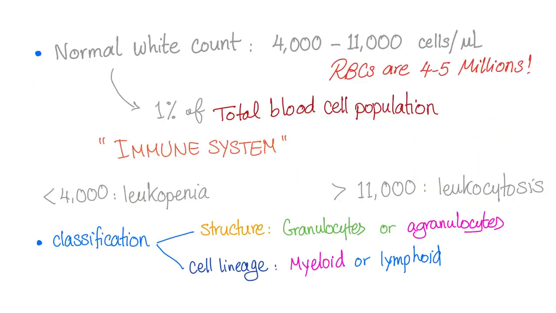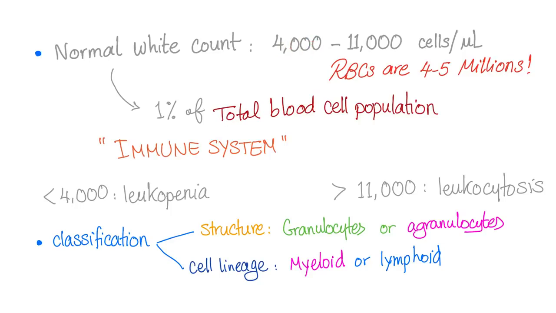Okay, so as you know, the white blood cells constitute less than 1% of the total blood cell population. So why do we care? Because they are part of your immune system, dummy. That's why. The normal white blood cell count is between 4,000 and 11,000 white blood cells per microliter of blood. Now, on the other hand, RBCs are 4 to 5 million, not thousands. That's how numerous red blood cells are.